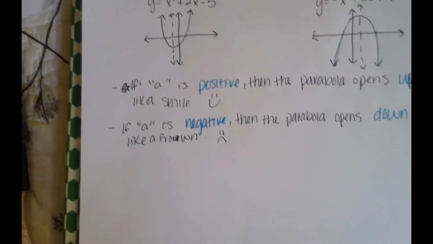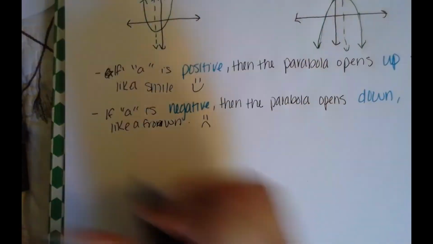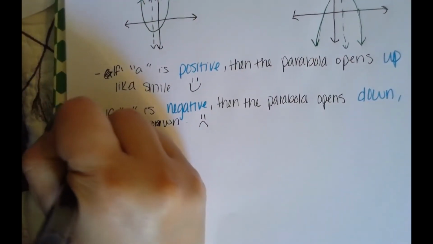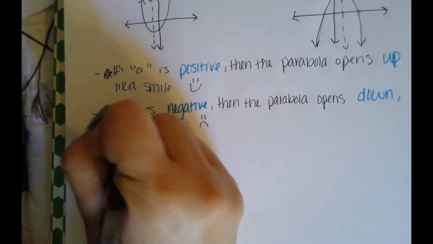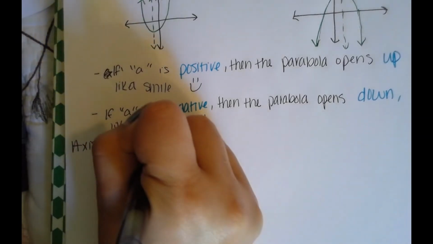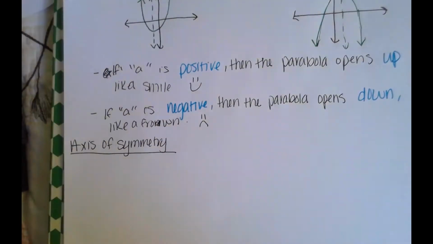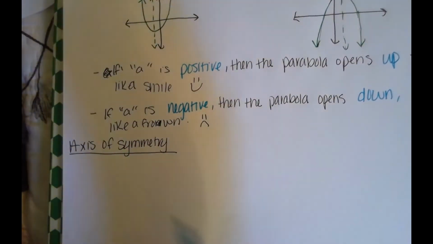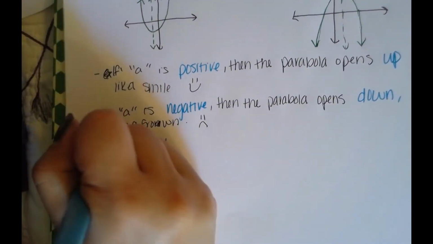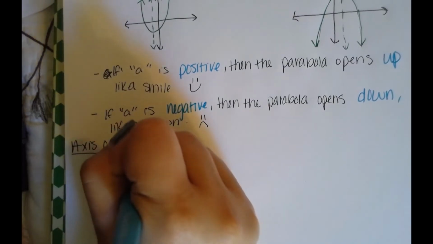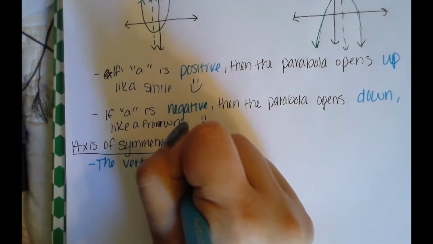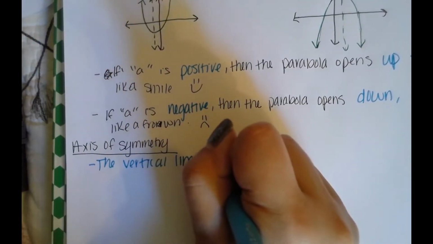Alright, so I talked about the axis of symmetry, but let's go ahead and define that. Your axis of symmetry is a vertical line that divides the parabola into two equal parts.